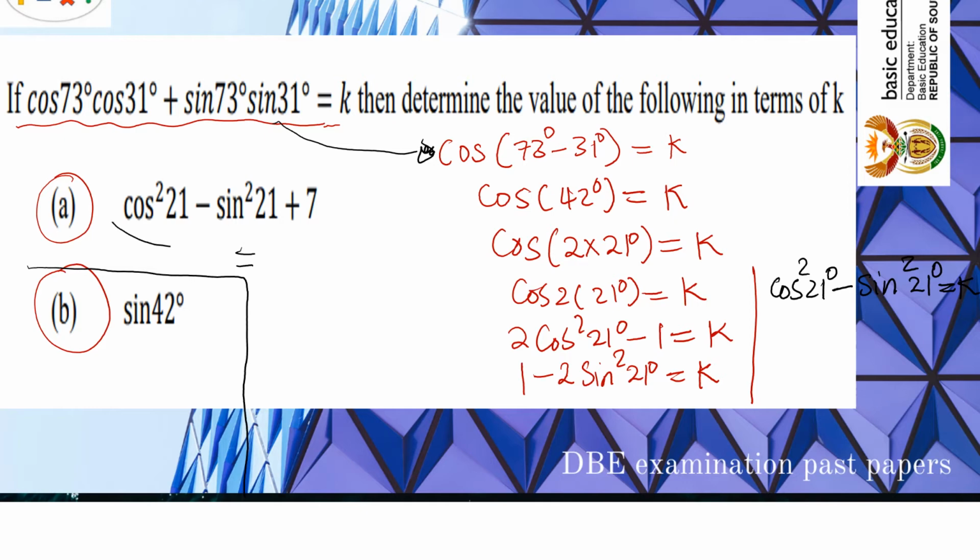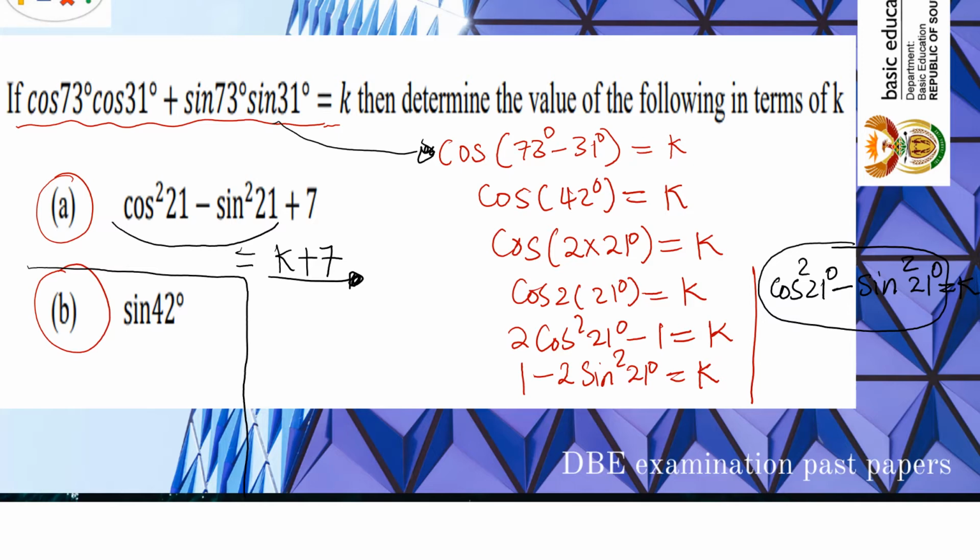So we already know what cos squared 21 minus sine squared 21 is. We just simplify our given information. That's all you do. After simplifying it, we get that cos squared 21 minus sine squared 21 is k. Then we can replace that with k, and it will just be k plus 7. Very simple to express it, you see, other than stressing out yourself. So cos squared 21 minus sine squared 21 plus 7 will be equal to k plus 7. So we have expressed it in terms of k.